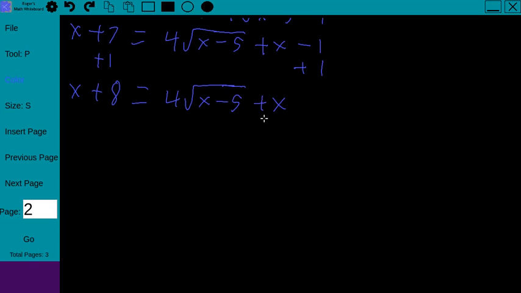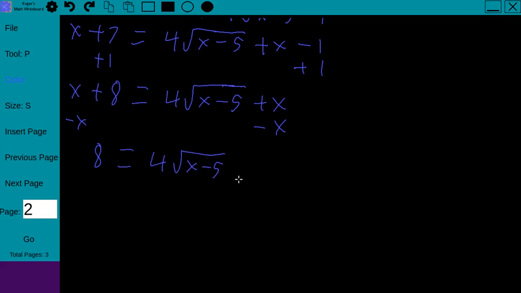All right, so now we've still got this term with the radical, and then we're still adding another term to it. So we still do have to move this over. So we're going to minus x from both sides. So looks like x minus x is 0x. I do believe that drops out. I think that's going to be okay, though. We will have 8 equals 4 square root of x minus 5.